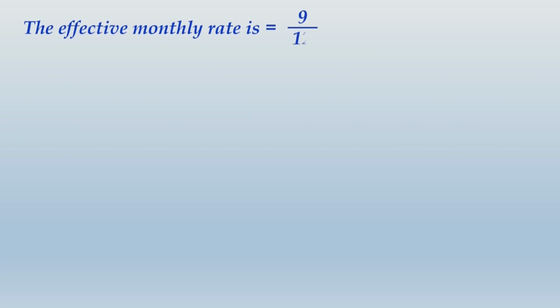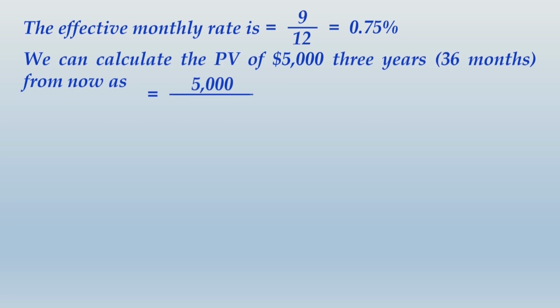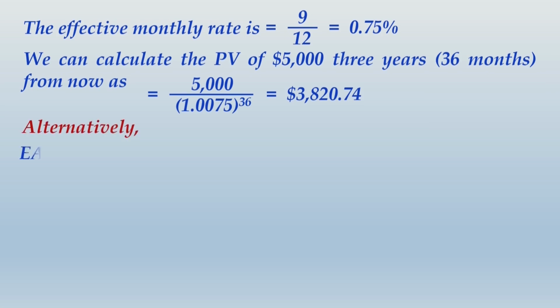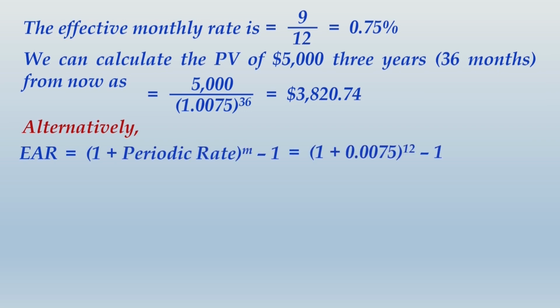The effective monthly rate will be 9 divided by 12. That will be 0.75%. So on an absolute basis, it will be 0.0075. When you are applying the factor based calculation, it will be 5,000 divided by 1.0075 raised to 36, because there will be 36 months in these 3 years. So the final answer comes to $3,820.74.